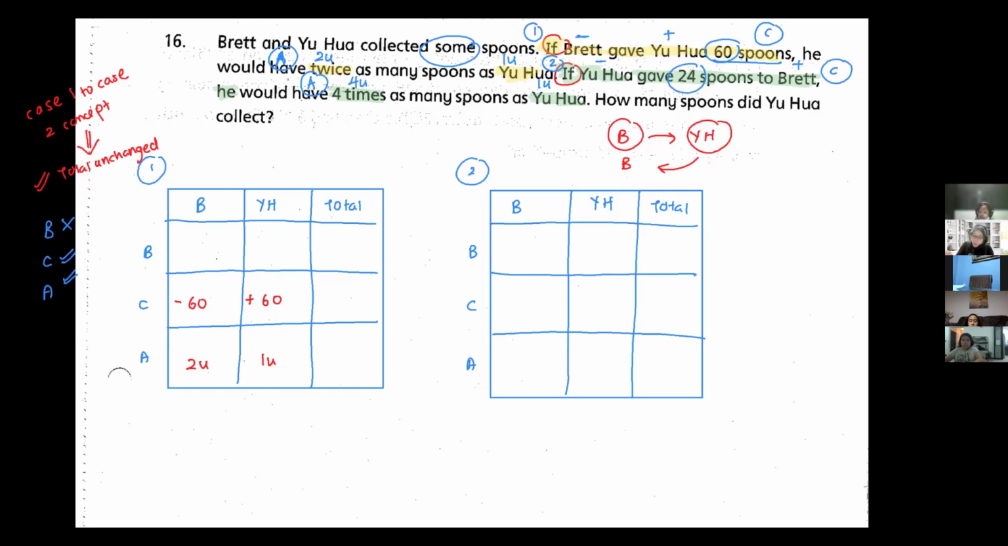Now my box number 2. If Yuhua gave 24 spoons to Brad, so minus 24, plus 24 because Brad was given 24 spoons. The he here is actually Brad. So Brad is 4 units and Yuhua is 1 unit. Now I have my total column, and I have my total column.